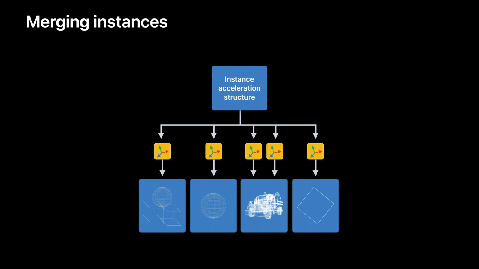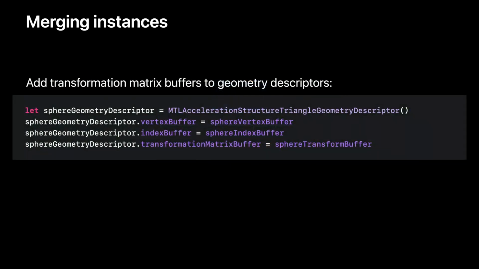Let's see how to set this up in code. You start with the descriptor that defines the sphere geometry. Next, set the vertex buffer, index buffer, and other properties as usual for a primitive acceleration structure. The difference is you also specify the transform buffer that contains the transformation matrix used for the copy of the sphere.